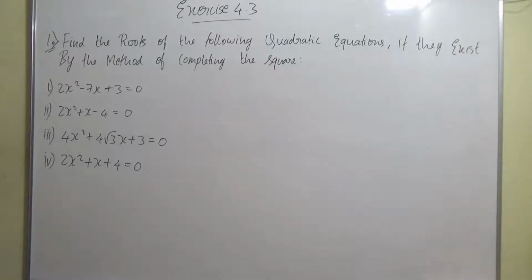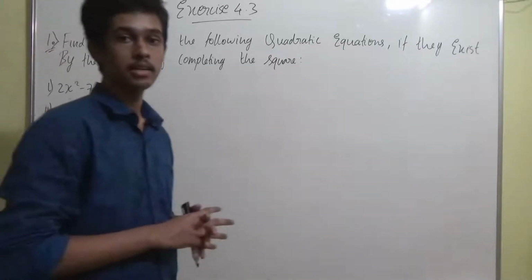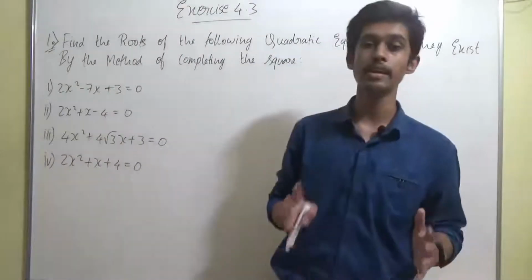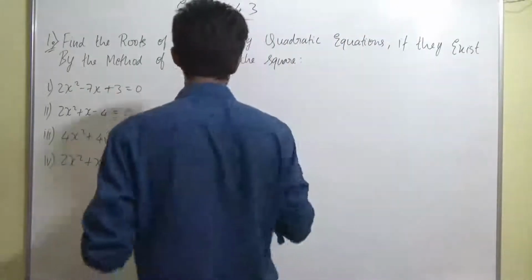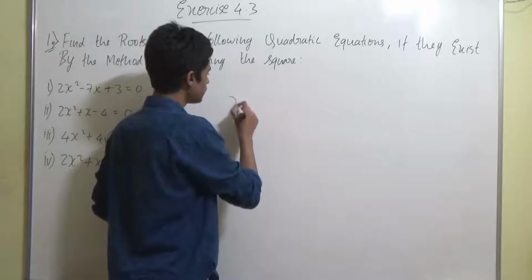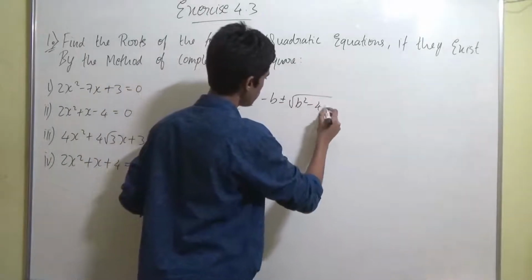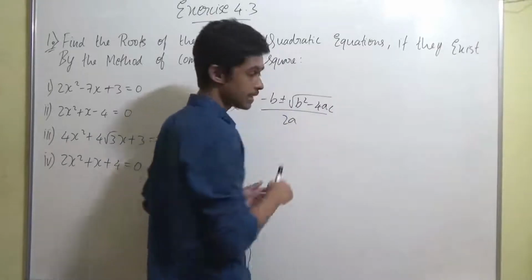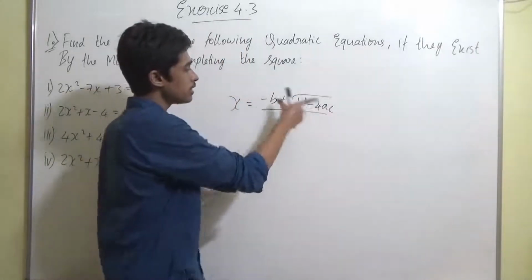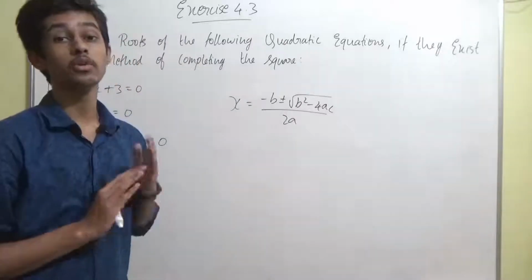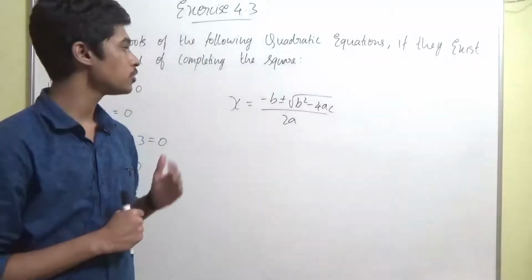The first question says, find the roots of the following quadratic equations, if they exist, by the method of completing the square. Okay guys, so first thing you have to check is whether the root exists. Root exists means whether real roots exist. Do you remember in the quadratic formula, x you get as minus b plus or minus root of b square minus 4ac by 2a? Now, inside the root, if the number becomes negative, you will say the root doesn't exist. You will say no real roots.